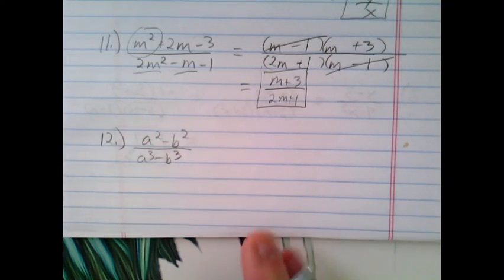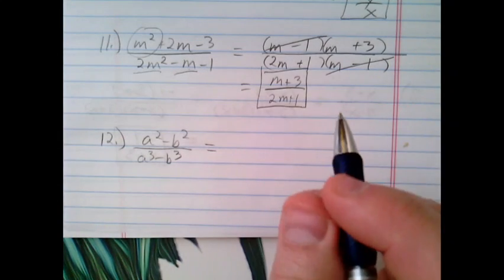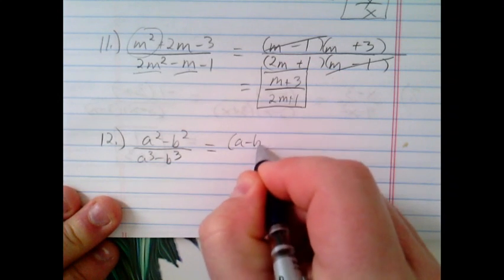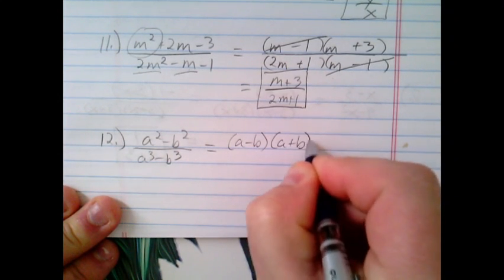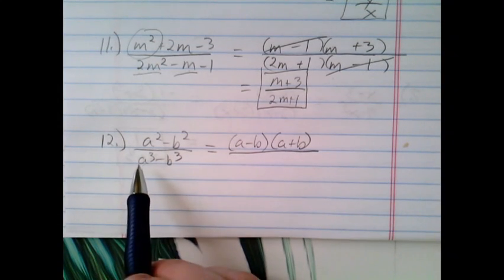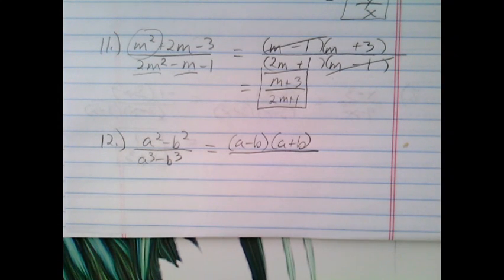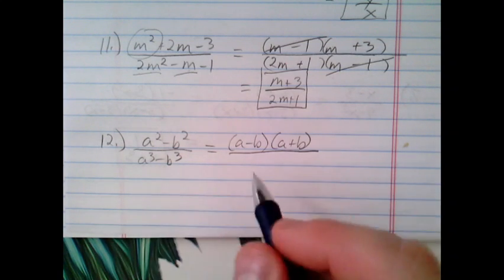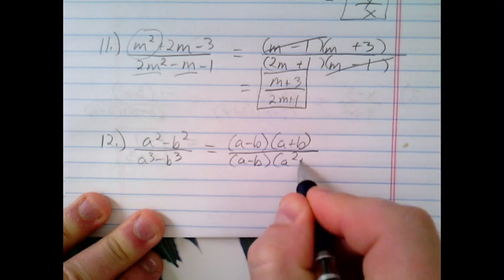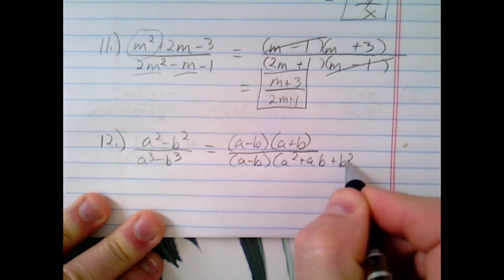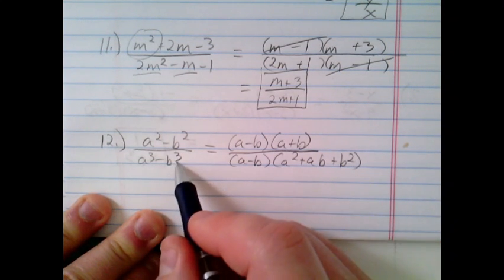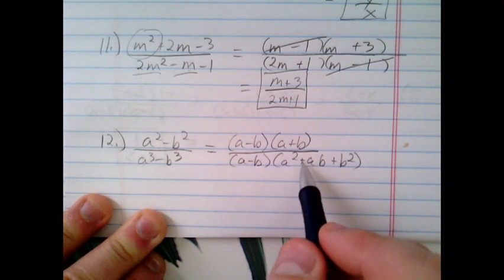Number 12. Okay, the top is a difference of squares, so a squared minus b squared will factor as a minus b times a plus b. In the denominator, this is a difference of cubes. There's a special formula for this too. The formula for a cubed minus b cubed is a minus b times a squared plus ab plus b squared. You might want to make a note to yourself if you had forgotten this formula for a difference of cubes. You might want to make a note to yourself to study that.